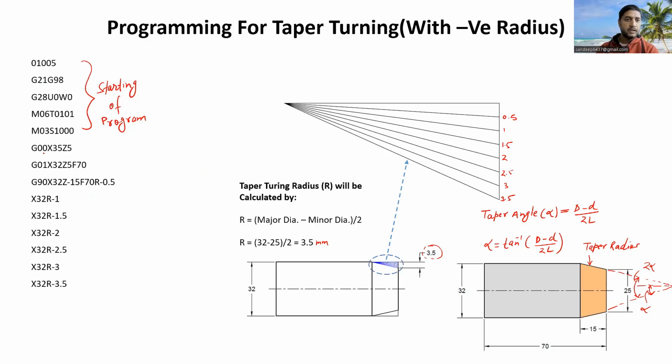This is G00 X35 Z5. Okay, after starting of our program, now we are moving towards profile of the program. So this is our profile of our program.